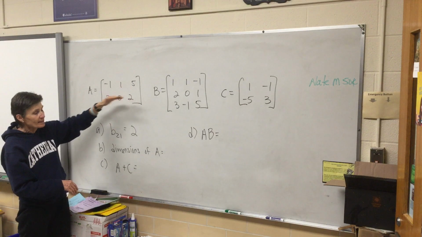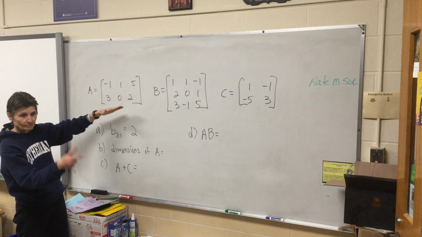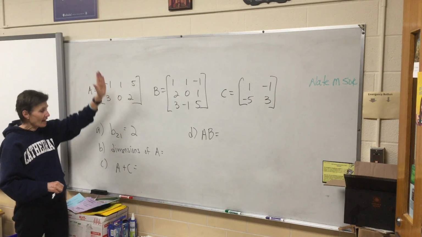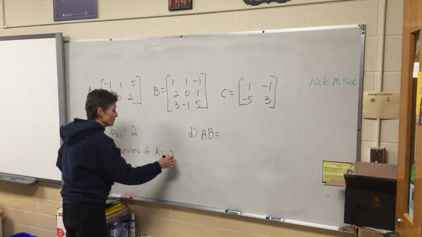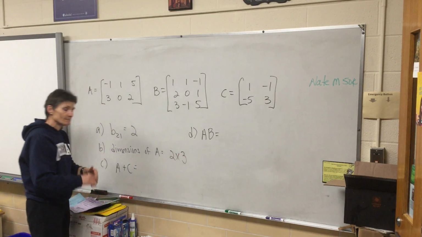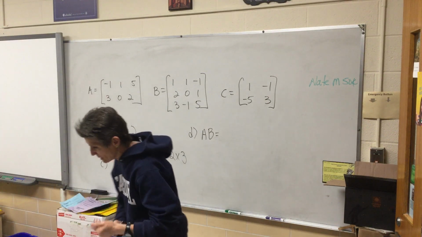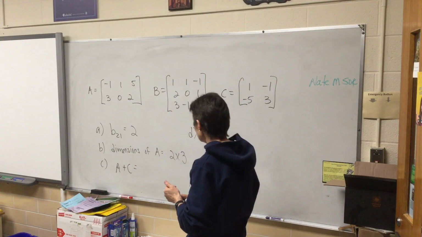How many rows does it have? 2. How many columns does it have? 3. Right, that's a 2 by 3. Rows by columns. Rows always come first, so it's a 2 by 3.